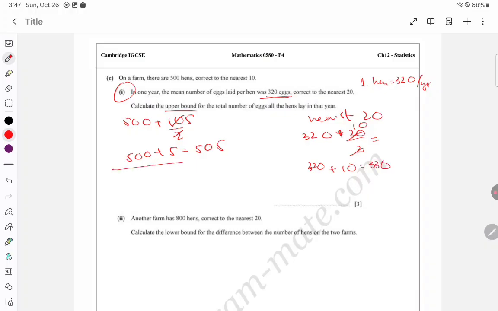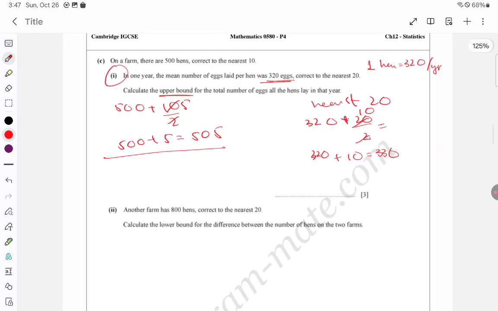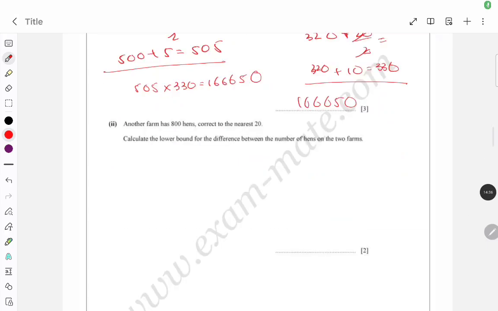So we calculated for the first 500 hens correct to the nearest 10, and for the 330 eggs correct to the nearest 20. Now the hens multiplied with the eggs, and it gives you the value of 166650. Now another farm has 800 hens correct to the nearest 20.